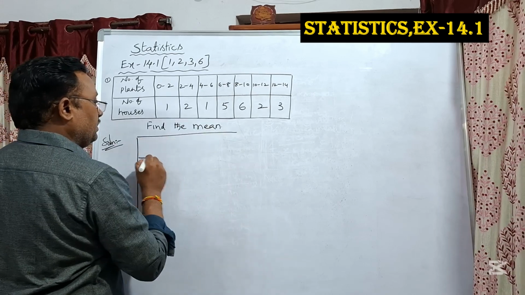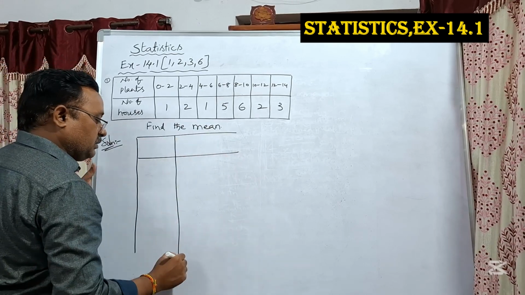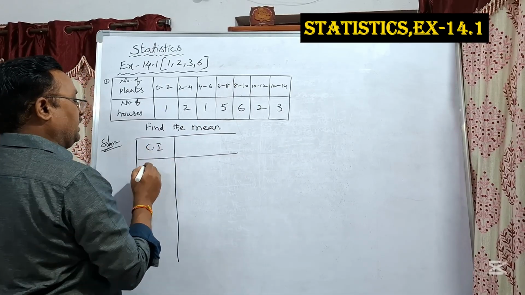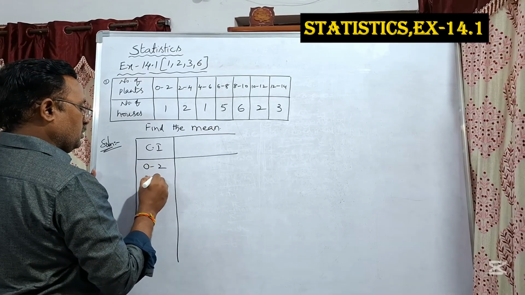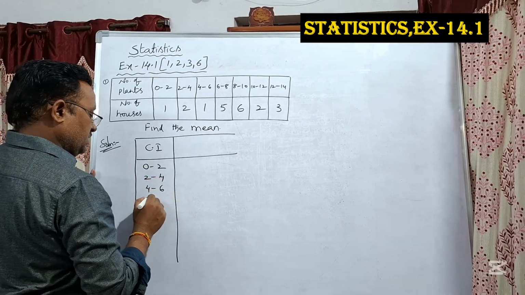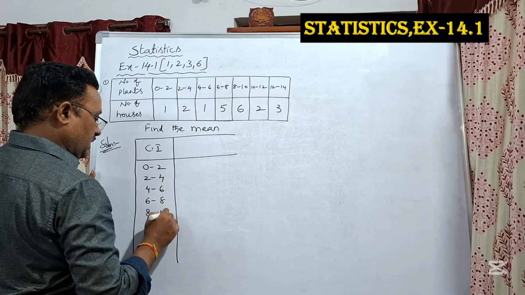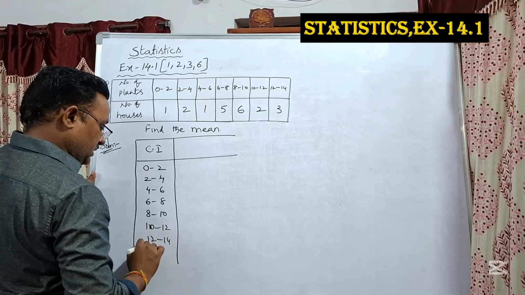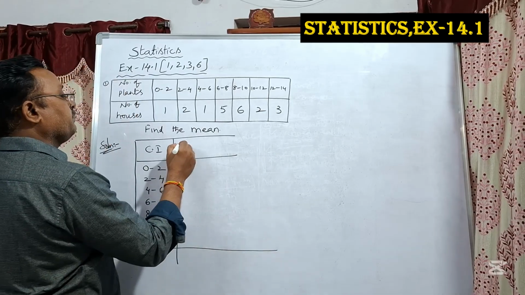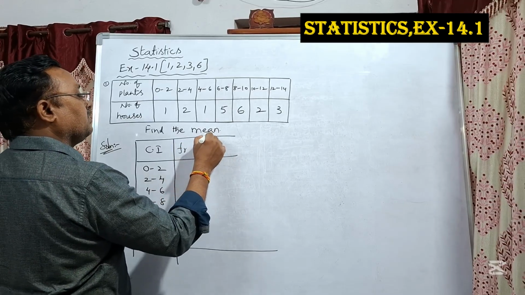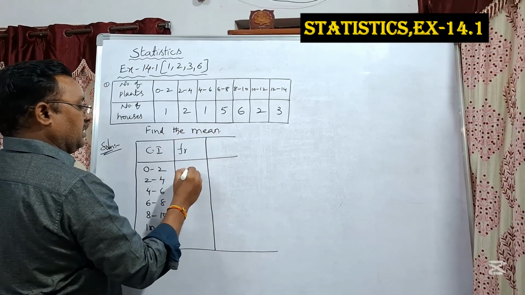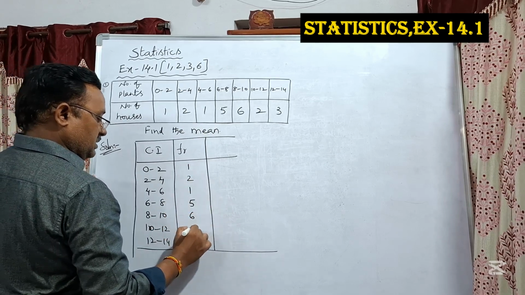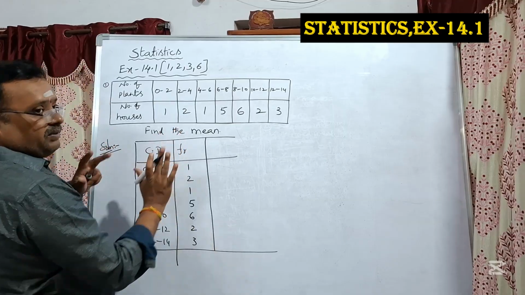So prepare the table. Firstly, the 2 rows will become 2 columns. The class intervals are 0 to 2, 2 to 4, 4 to 6, 6 to 8, 8 to 10, 10 to 12, 12 to 14. These are the class intervals according to the data. Their respective frequencies are given already in the data: 1, 2, 1, 5, 6, 2, 3. This is the given data only.